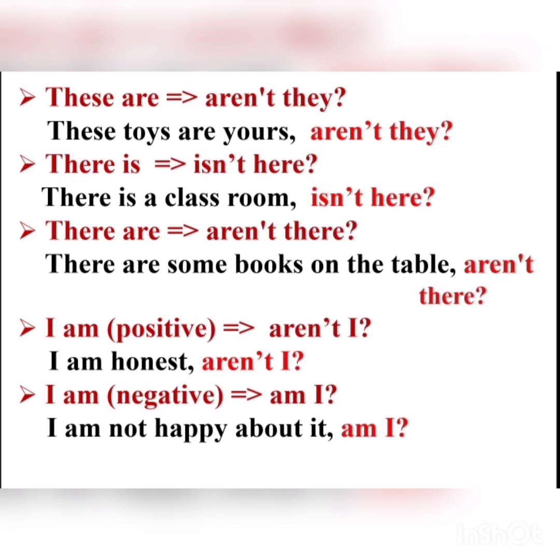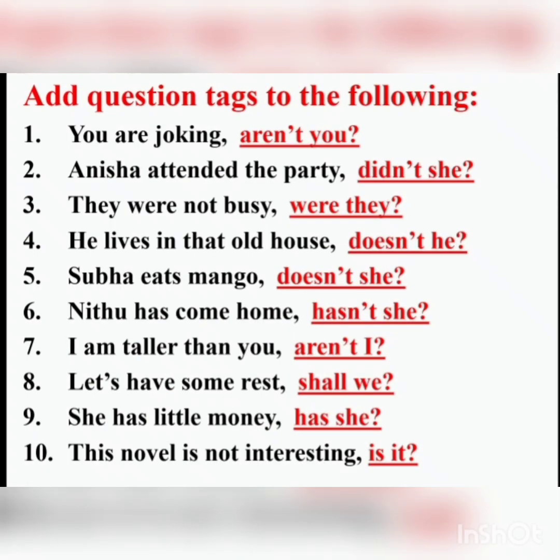And similarly, I am will take the plural auxiliary, aren't I. I am honest, aren't I. I am in negative will take a positive tag, am I. I am not happy about it, am I. Special attention on this part will help you score good marks. Let's see some more examples.